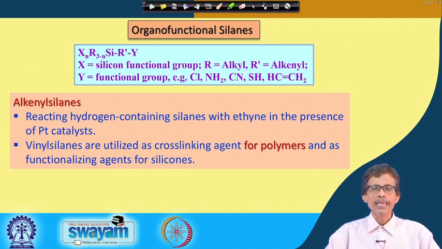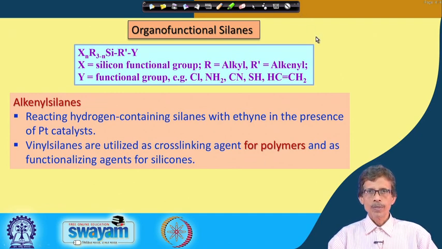So, alkenyl silanes you can have the alkenyl functional groups, where R prime is the double bonded alkenyl function, not alkyl function. So, when you have the alkenyl function, reacting hydrogen containing silanes with ethyne in the presence of a platinum catalyst, as we have just seen, it can react through the SiH group, and the hydrogen will be added to that particular double bond, converting it to a saturated backbone. When you have CH double bonded CH2, we call it vinyl silanes. These vinyl silanes are utilized as cross linking agents for making polymers, because the vinyl groups are susceptible to polymerization reactions. As we all know, we have vinyl polymers, such as polyvinyl chloride, PVC.